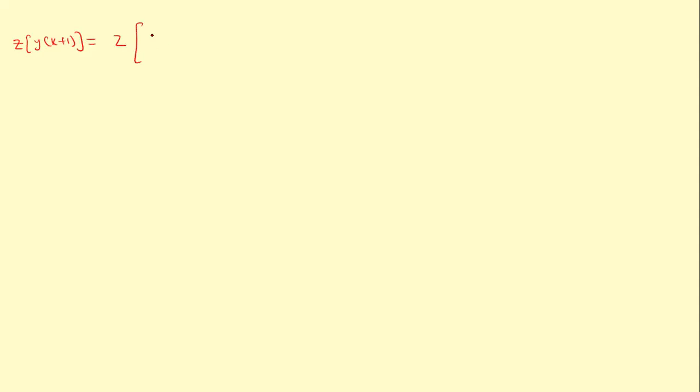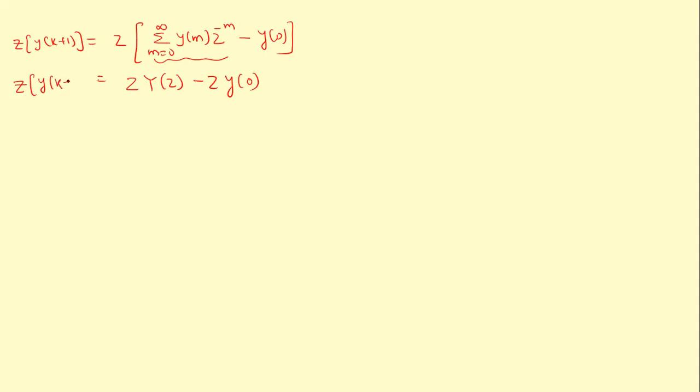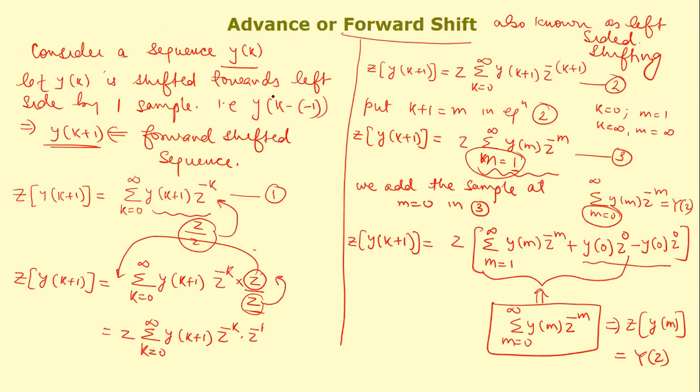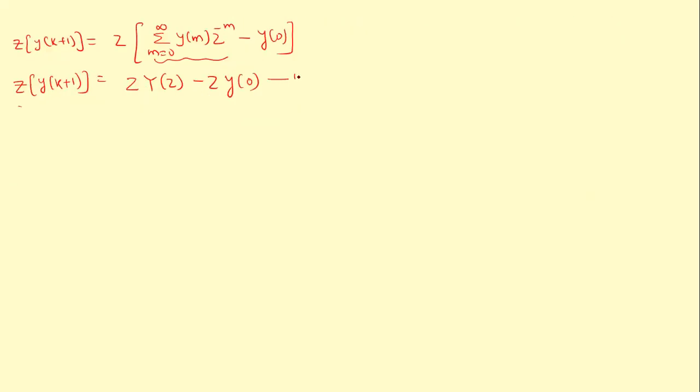Now we have the bracket here, so we have summation m is equal to 0 to infinity ym z raised to the power minus m minus, and then we have one more term here which is y0, because z raised to the power 0 is 1, right? Now we'll open this one, so we have z yz, and minus z y0, right? Now this is the z transform of a sequence yk which is shifted towards the left side by one sample, right? So this is, for example, your equation number 4.